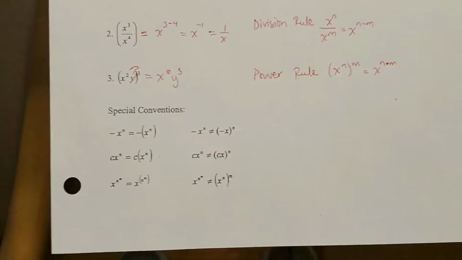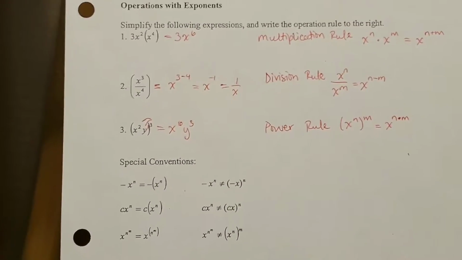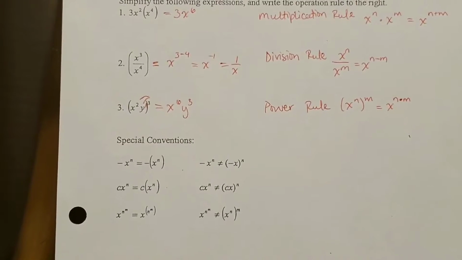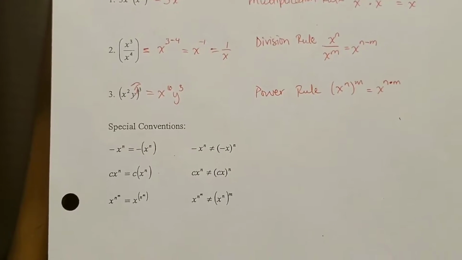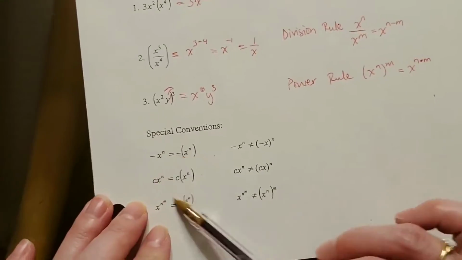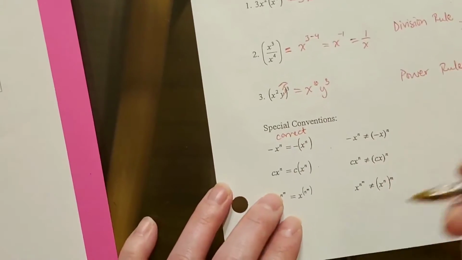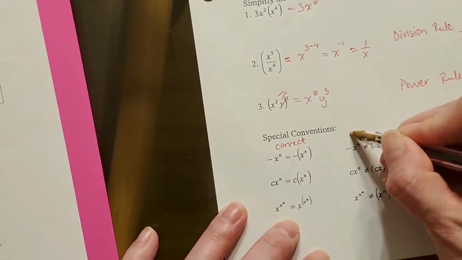Okay, just some special conventions to remind you of. Make sure that you don't add parentheses if they're not there, or that you don't overlook the parentheses if they are there. So these, in the left-hand column, are the correct ways to interpret what we see written, and this is incorrect.